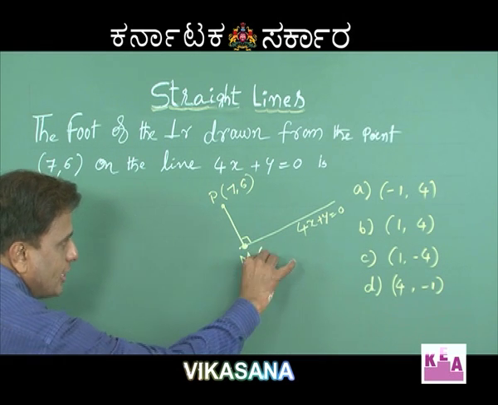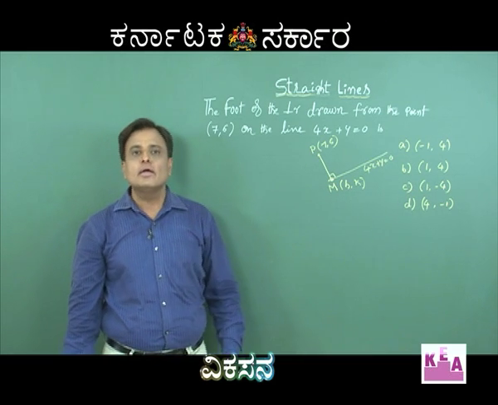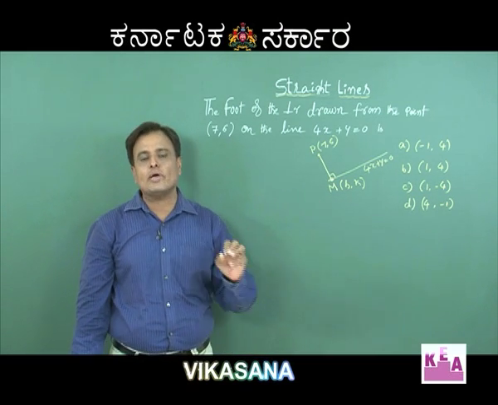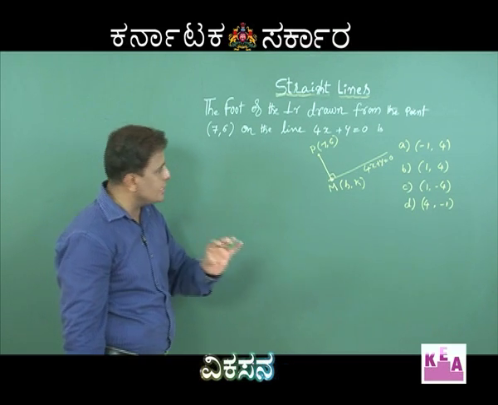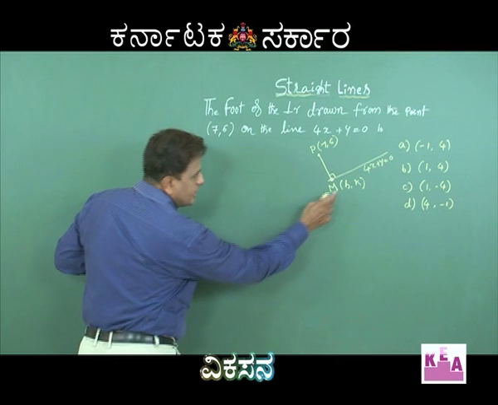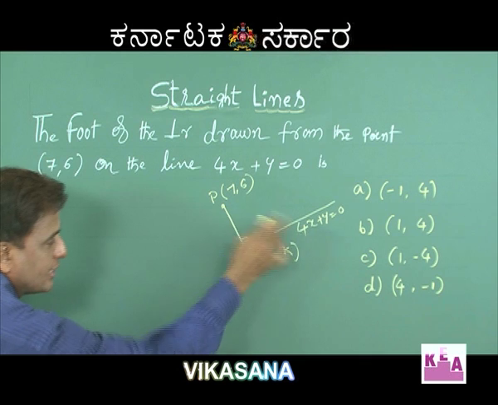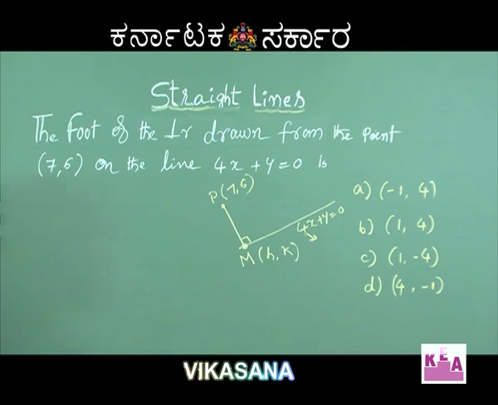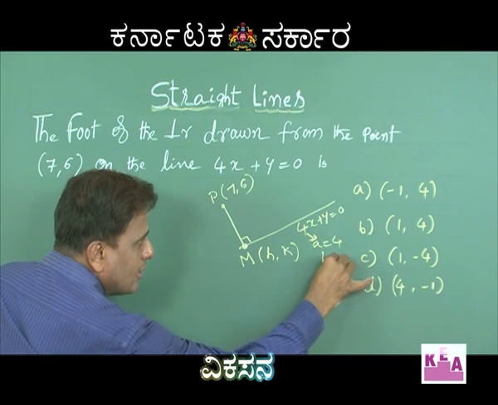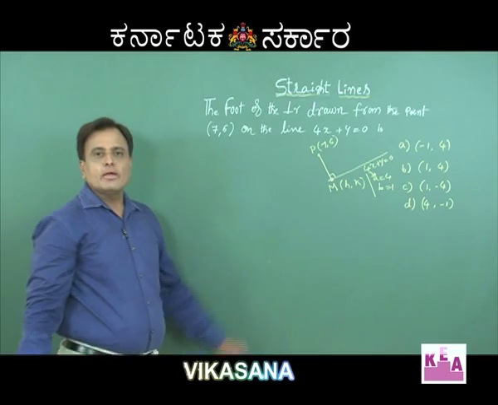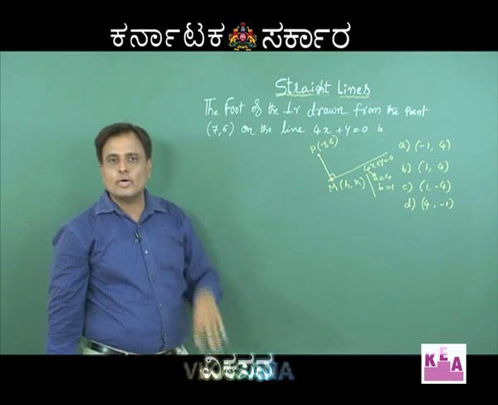Temporarily assume that the coordinates of this M are h, k. That means we have to find out the values of h and k. Again the short technique is similar to the previous example. The short technique is, first these two coordinates are subtracted and divided by the value of a. Here in this question, the given line is 4x plus y is equal to 0, therefore a is equal to 4 and b is equal to 1.